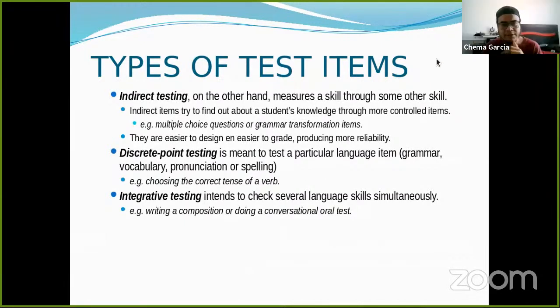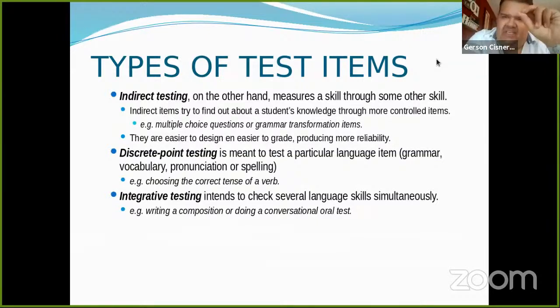Discrete point testing is meant to test a particular language item: grammar, vocabulary, pronunciation, or spelling. For example, choosing the correct tense of a verb. Very good. Again, it's meant to check one item in the language, be it spelling or vocabulary. And the next one is the Chema.